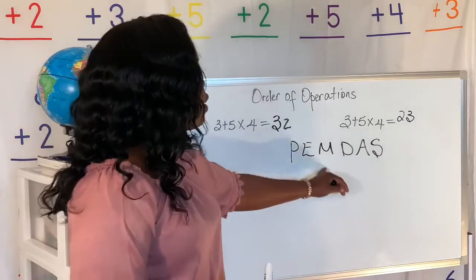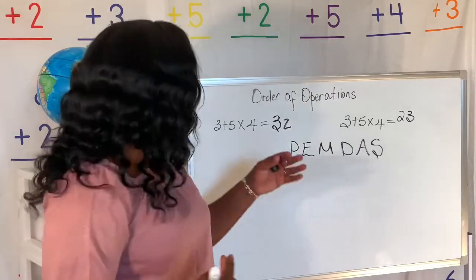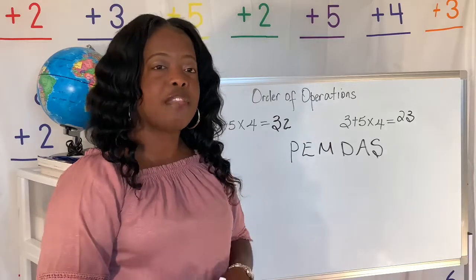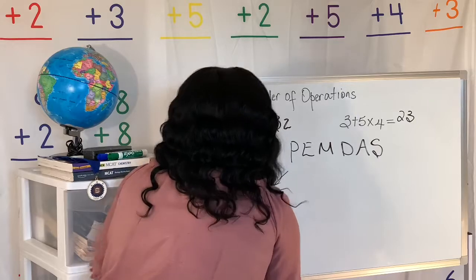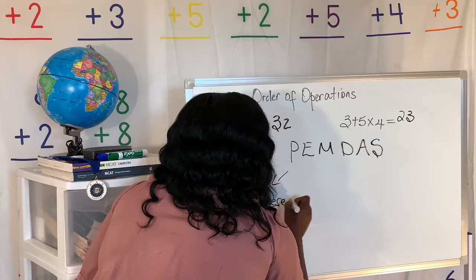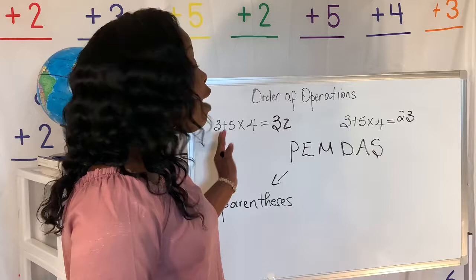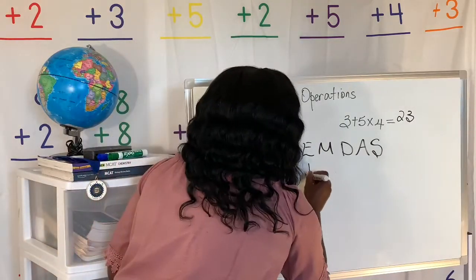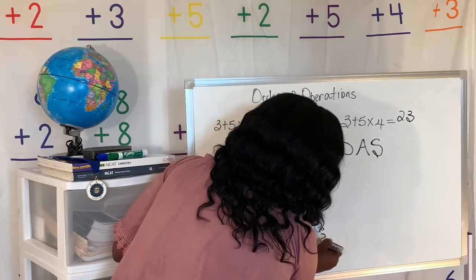So of course, each of these letters means something, and this is the order in which you will approach every mathematical problem or mathematical equation that you get. So here we have P. P is for parentheses. So it means that if you have a problem and you see a parentheses, that would be the first thing that you would solve, or the first part of the problem that you would solve. Now we have E. E stands for exponents. So it just means that exponents would be the next thing that you would look at.